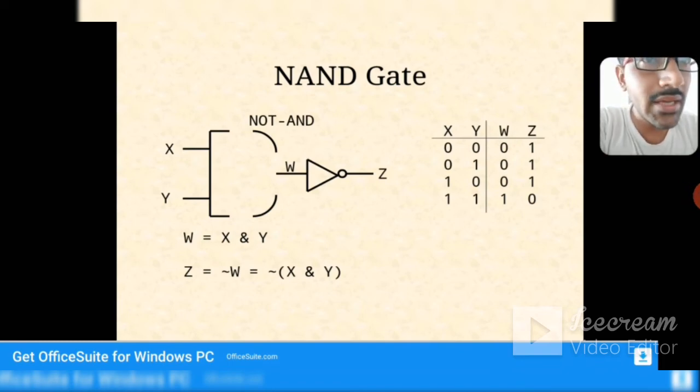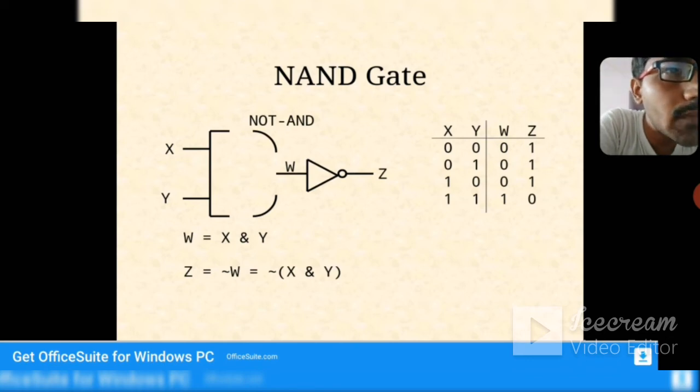You can easily see how we can make a NAND gate. It is a combination of AND and NOT gates. The truth table also shows that. In the truth table we have 4 pairs of inputs, where W gives us the output of the AND gate, and Z gives the output of the AND plus NOT gate. In the AND gate we get 0 in all cases except the case where both inputs are 1, where we get 1.